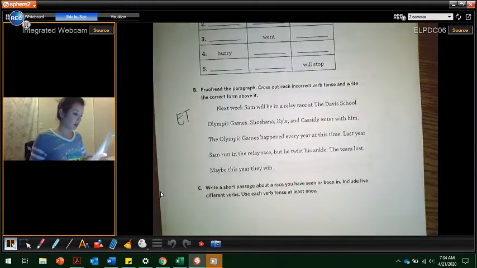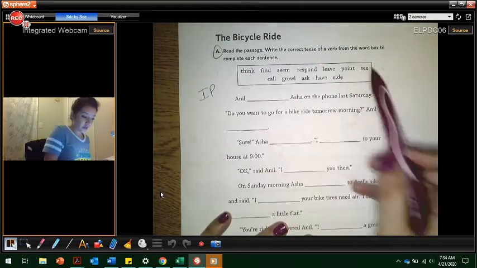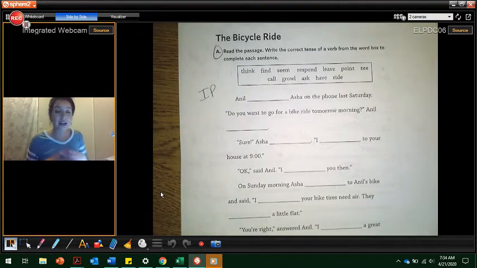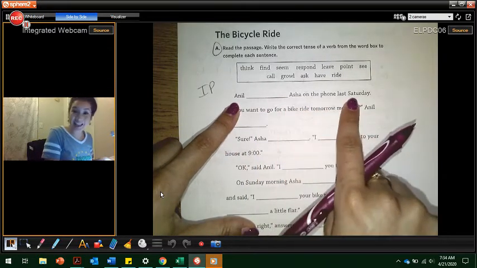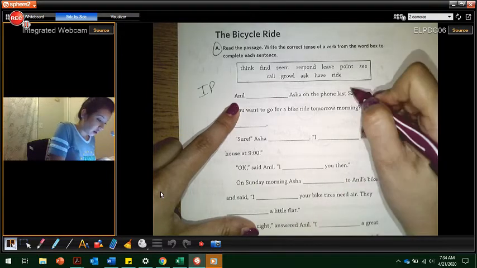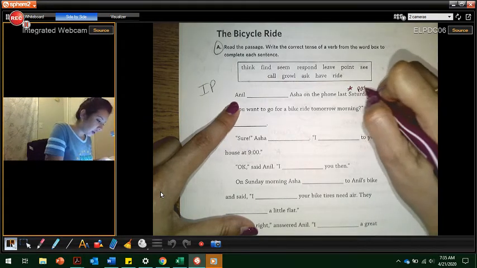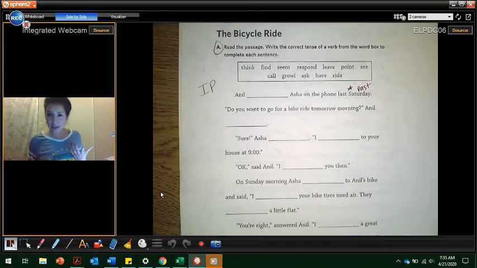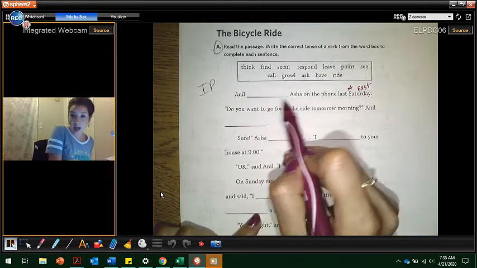Let's go on to the back. So that brings me to the back. You are using these words to fill in the blank, but let me tell you, if the tense needs to be changed, you need to make those changes to the verb. For example, Anil, blank, Asha on the phone last Saturday. Context clues right here. Last Saturday happened when? In the past. So a verb that makes sense here, if it's on the phone, okay, call, but can I say Anil call Asha on the phone last Saturday?